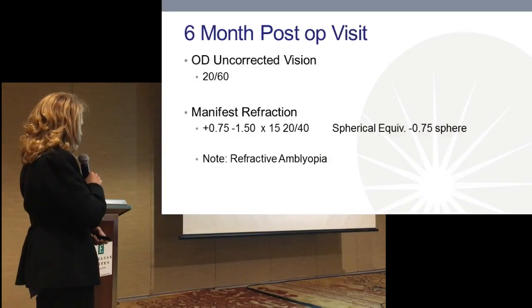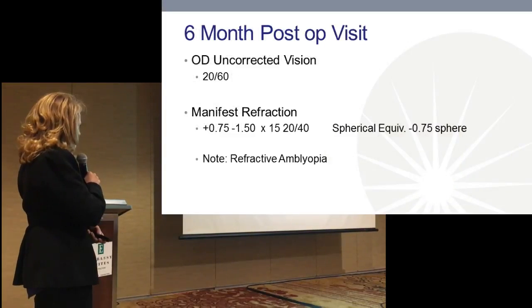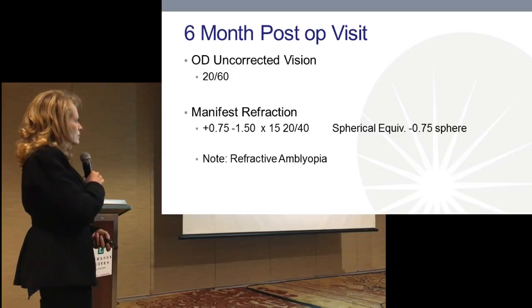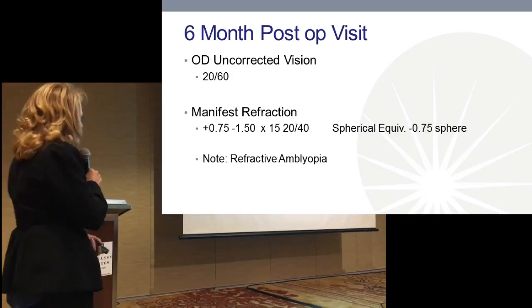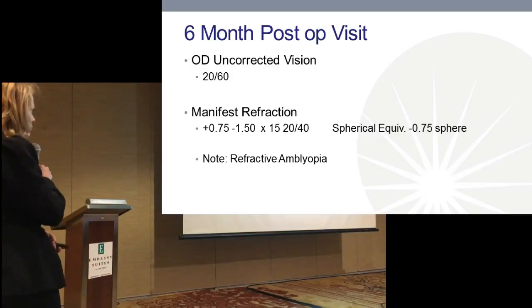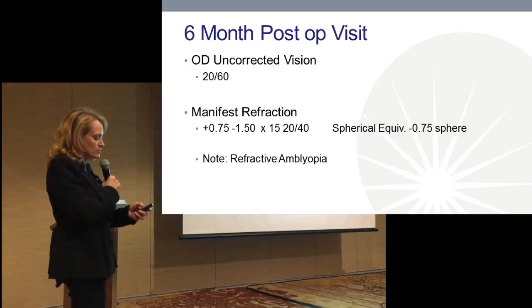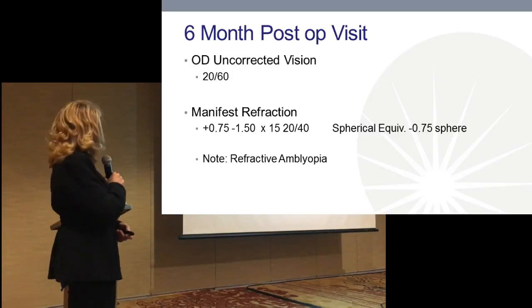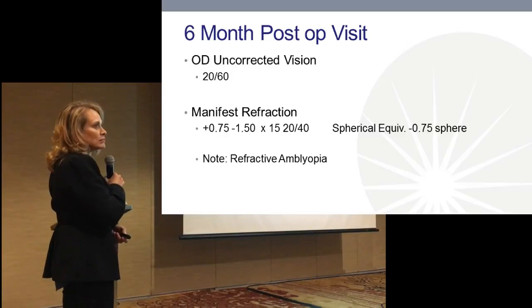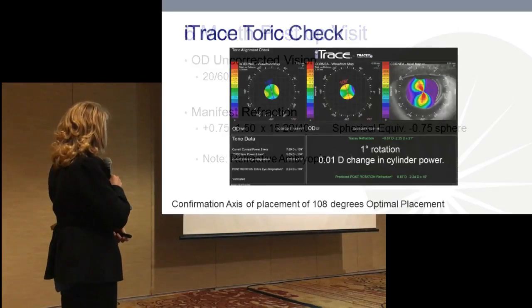And here's what she is at 6 months. 20/60 uncorrected, 3/4 of a diopter of myopia in spherical equivalent. 20/40 best corrected, so she does have some refractive amblyopia too. And ecstatic. Happy, happy patient.